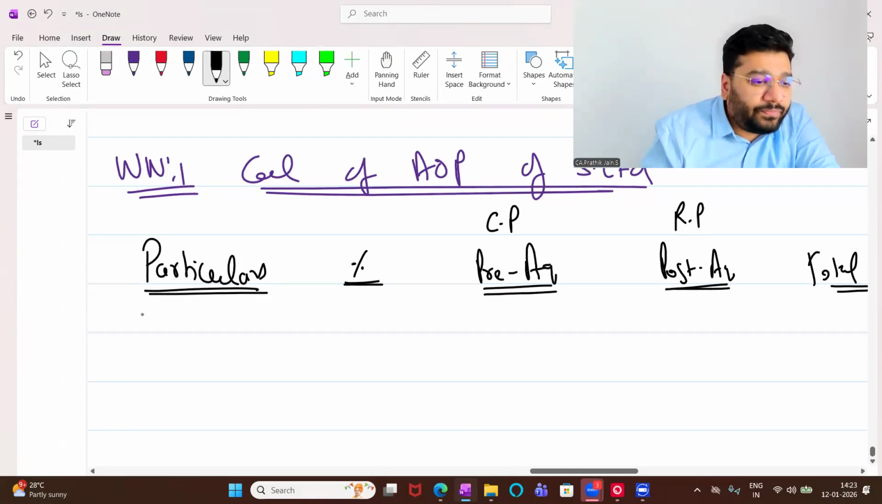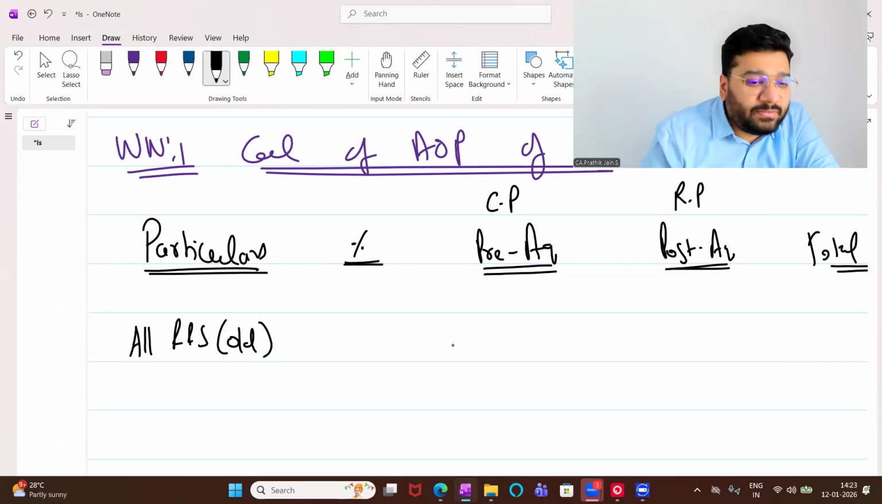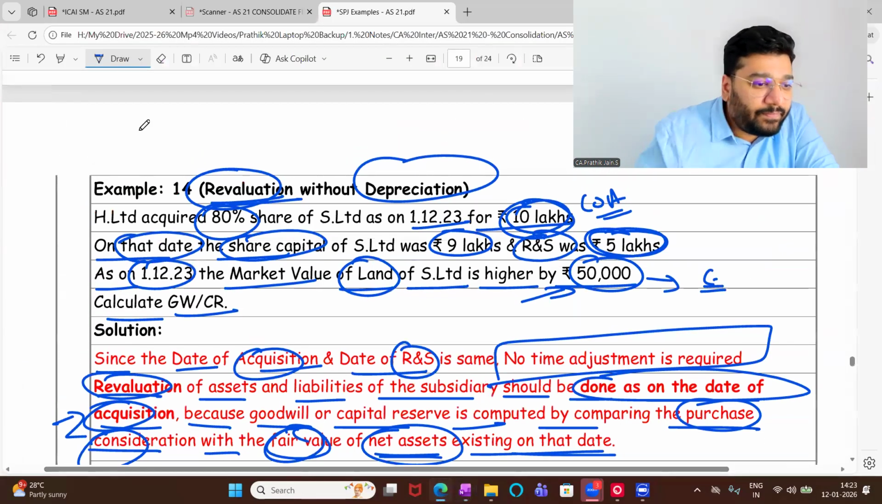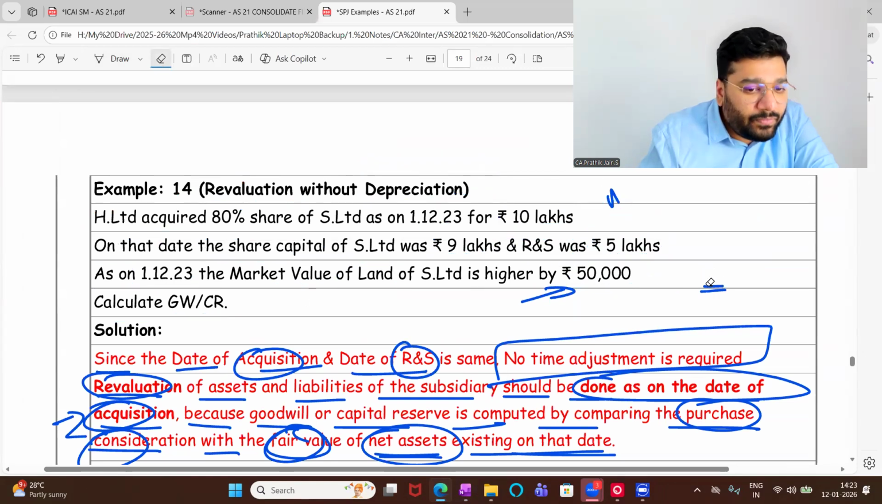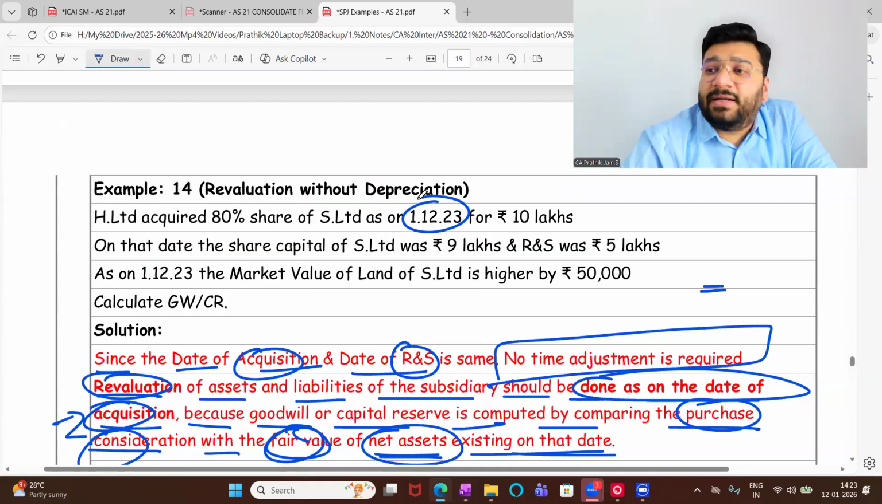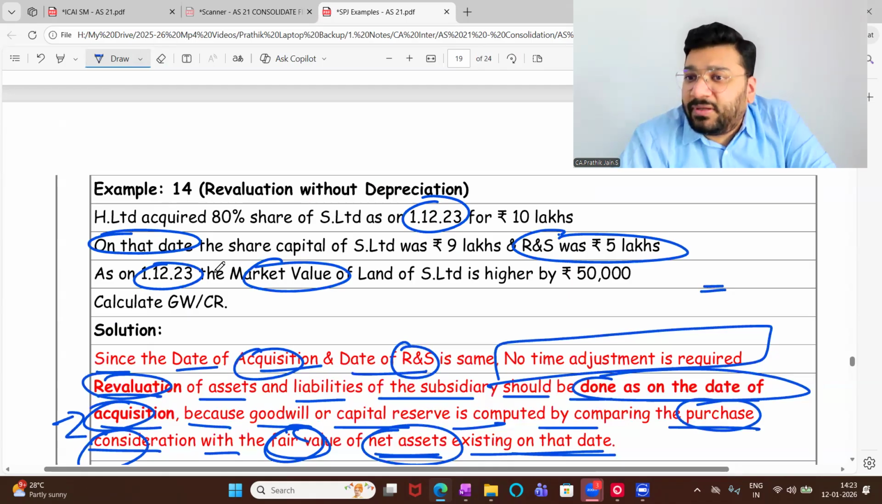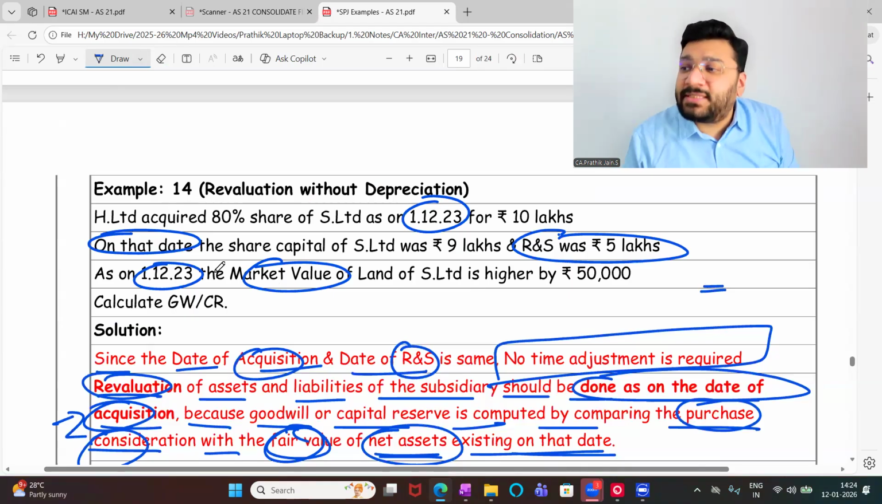Very good. Now, all reserve and surplus, which is old reserve and surplus. Yes or no? How much is it? Total, how much is it? Now here, 1/12/23 is the date of acquisition. Reserve and surplus is given on the date of acquisition. Market value is given on the date of acquisition. Everything is given on the date of acquisition, which means today I am acquiring. Today itself I am preparing the consolidated balance sheet. Did I do any business in the post period? No. So post profit is 0.